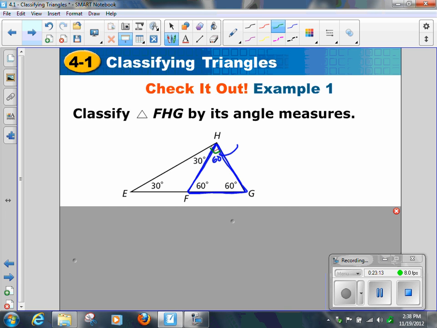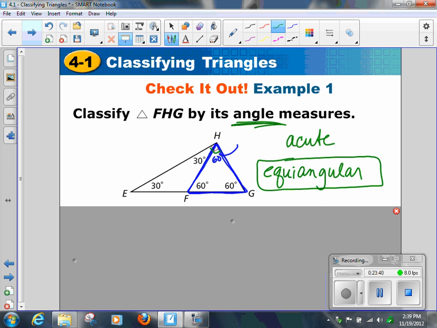All right, so it says classify it by its angle measure. 60, 60, 60. What kind of triangle is this? It is, but give me a better answer. Why is equiangular a better answer? It is angles, not the sides, but it's more specific. Okay, you got to give me the best answer. Here's another one.